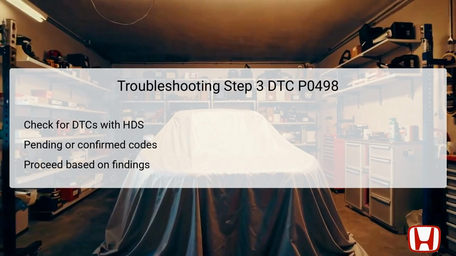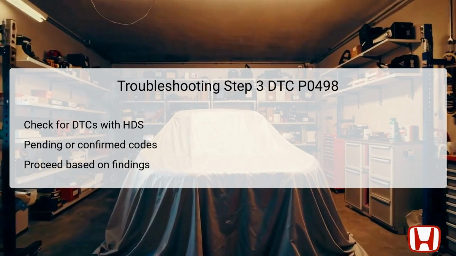DTCs that may still be present after clearing the previous code. Pending DTCs indicate that the issue may still exist but has not yet been confirmed, while confirmed DTCs indicate an active fault. If DTC P0498 is indicated again, it directs the technician to proceed to the following troubleshooting steps, which detail the specific checks needed to evaluate the EVAP canister vent shut valve circuit. If the DTC is not present, this may suggest that the issue is intermittent.